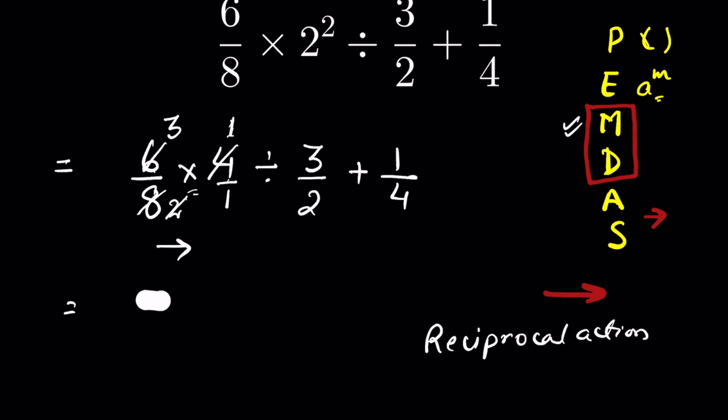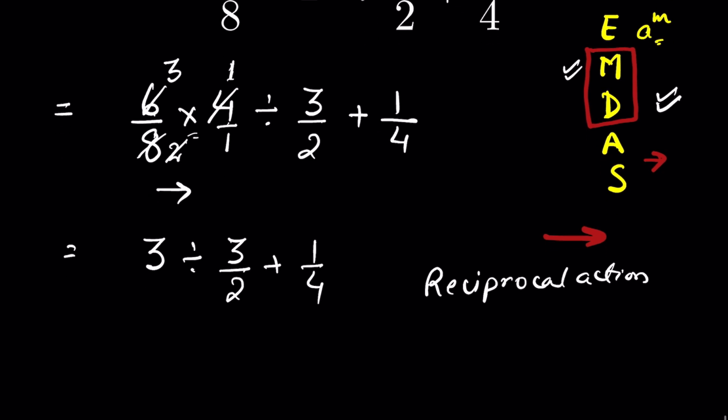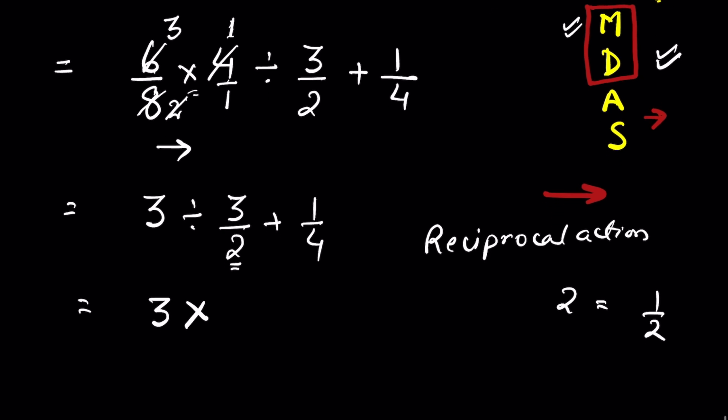Now we have 3 divided 3 upon 2 plus 1 upon 4. Now between division and addition, always division will have the priority. Now again 3 divided 3 upon 2 means we have to convert division into multiplication. So you convert division into multiplication and the number after that gets inverted. That means you have to write the reciprocal of 3 upon 2. Reciprocal of 2 is 1 upon 2. Reciprocal of 3 upon 2, it means we have to write 1 upon 3 upon 2. This is the actual reciprocal.